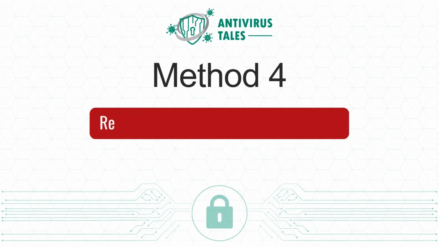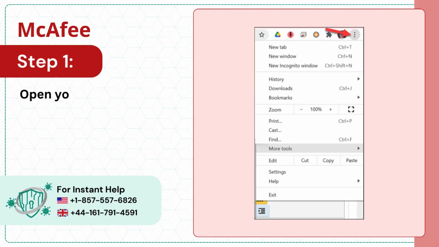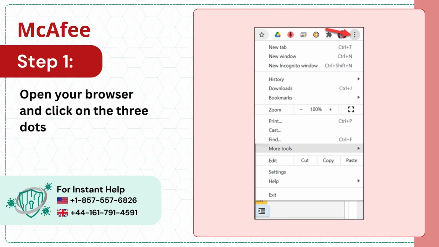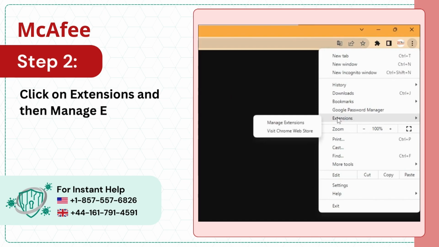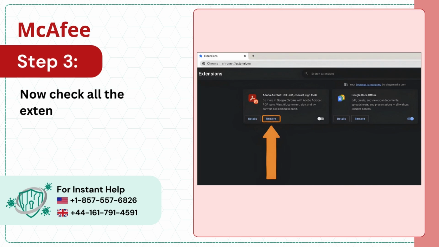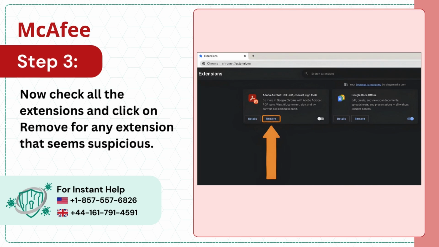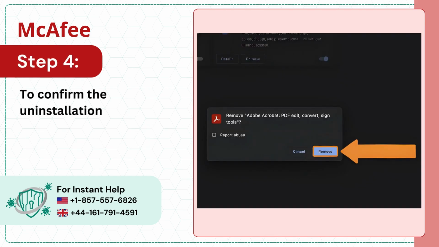Method 4. Remove suspicious extensions manually. Step 1. Open your browser and click on the 3 dots in the top right corner. Step 2. Click on Extensions and then Manage Extensions. Step 3. Now check all the extensions and click on Remove for any extension that seems suspicious. Step 4. To confirm the uninstallation, tap Remove once again.